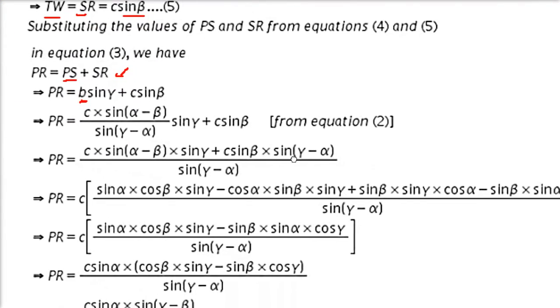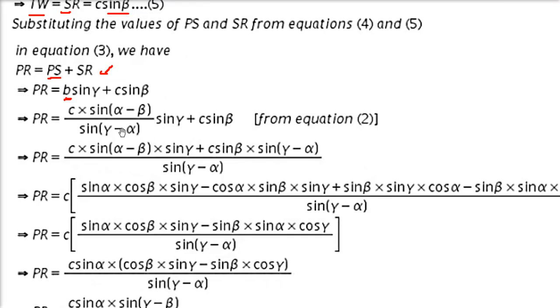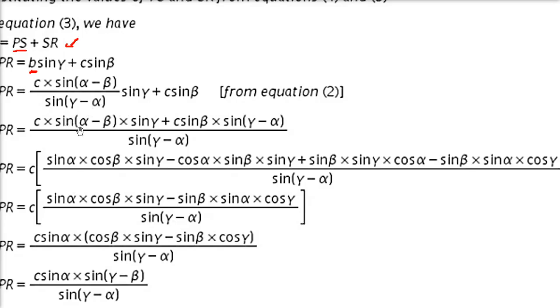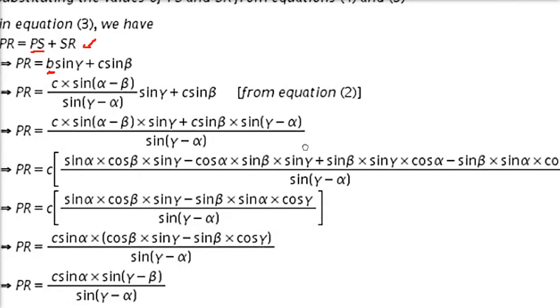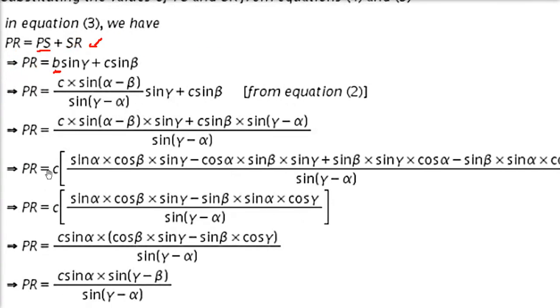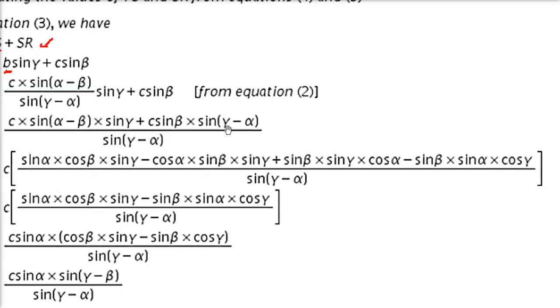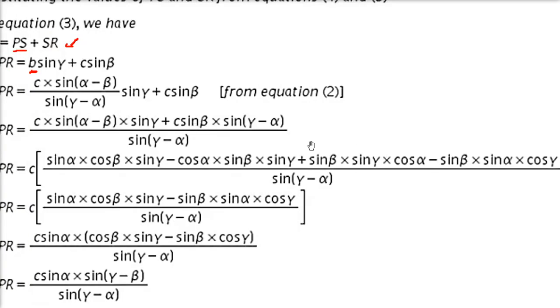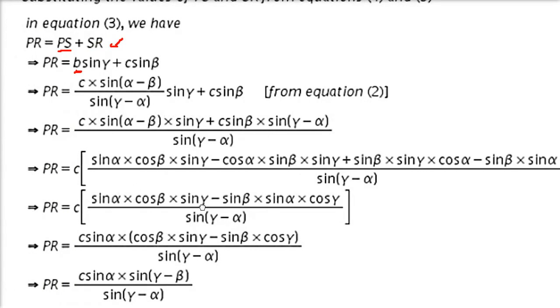This equation. So now what will we do? We'll take the LCM. So sine gamma minus alpha goes in the denominator also. Now just open it: sine alpha minus beta is sine alpha cos beta minus cos alpha sine beta. I'll multiply this by sine gamma also. Here also, you can take C common. Now sine gamma minus alpha will be sine gamma cos alpha minus cos gamma sine alpha, and just multiply sine beta also.